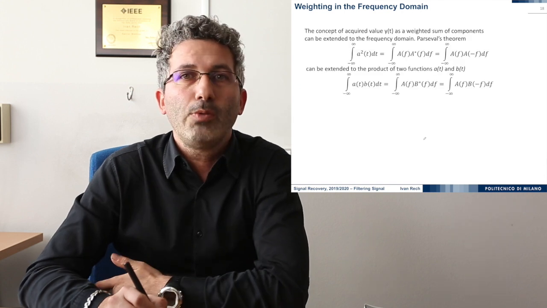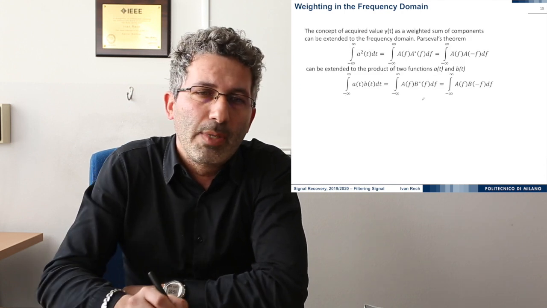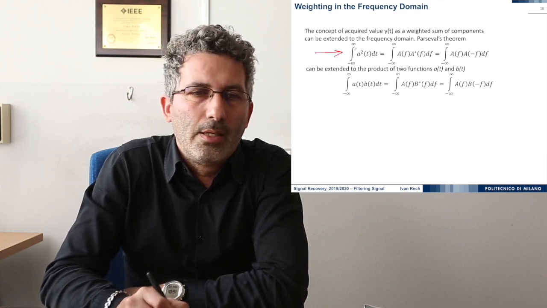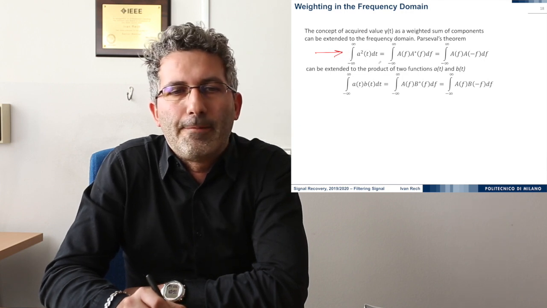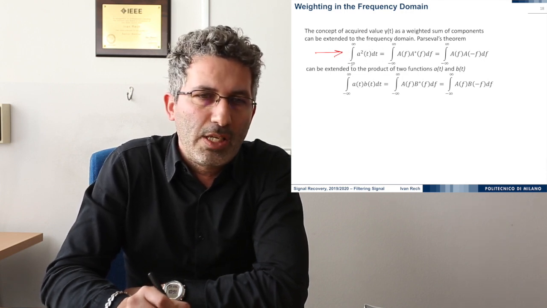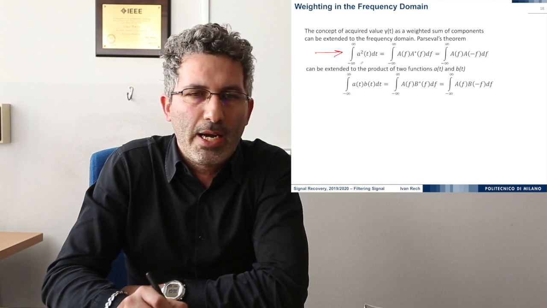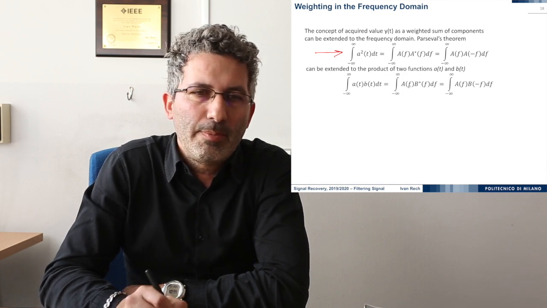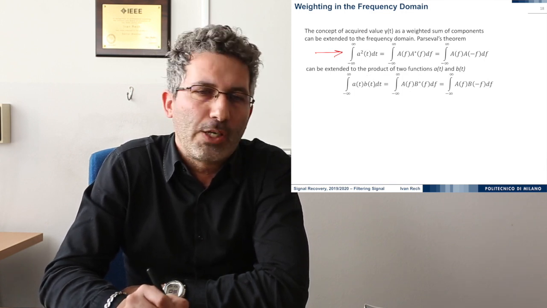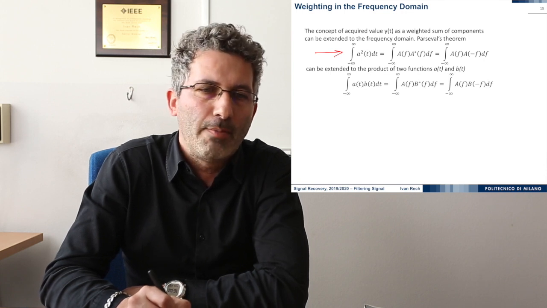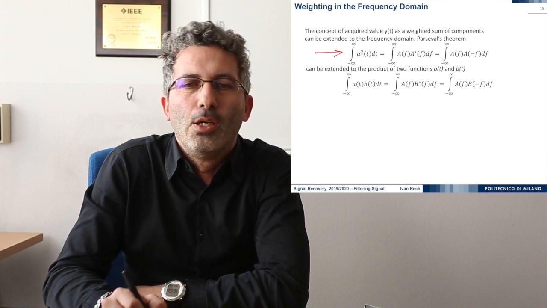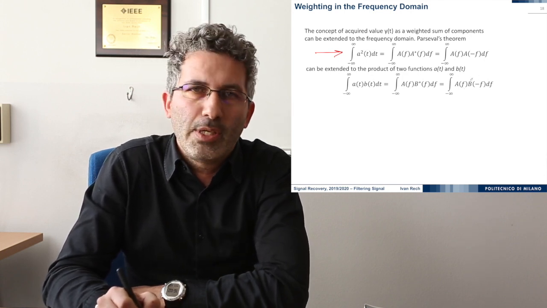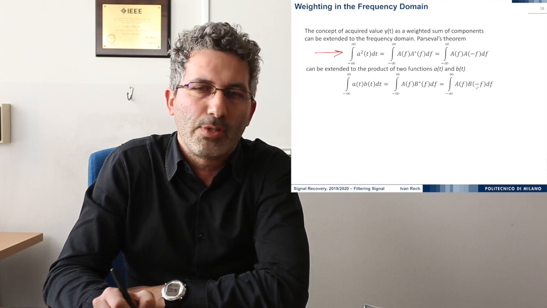So what do we have to do? We use again the Parseval theorem. The Parseval theorem gives us this expression, a way to pass from the time domain, the integral from minus infinity to plus infinity of a function squared, to the frequency domain. We can extend this theorem also to the product of two functions. So the integral of the product of two functions from minus infinity to plus infinity is equal to the product of the Fourier transform of the first one times the Fourier transform of the second one calculated at minus f.